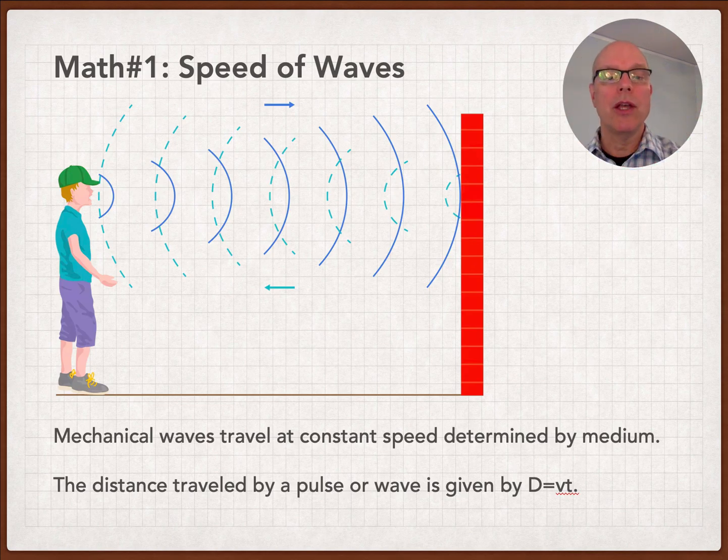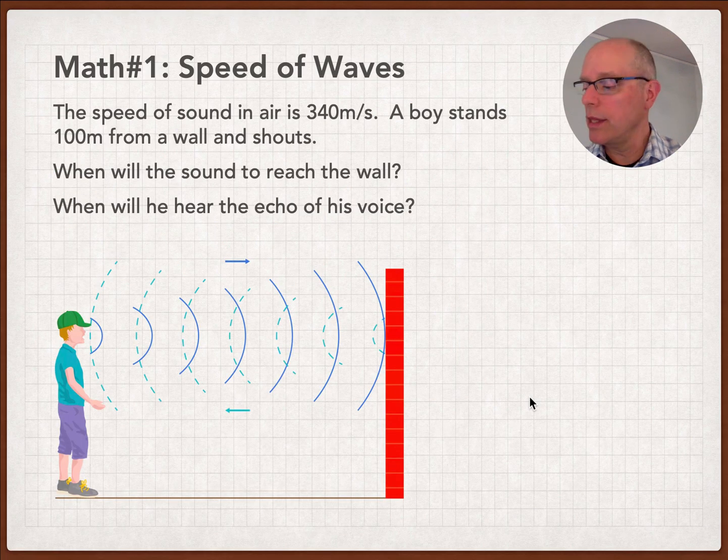So the thing is that because the medium, the thing that's waving, determines the speed of the sound, we get to use the easiest formula in physics. The way that waves travel is distance equals speed times time. That's our constant speed formula. So what's an actual question that you'll have to deal with? It's kind of one like this.